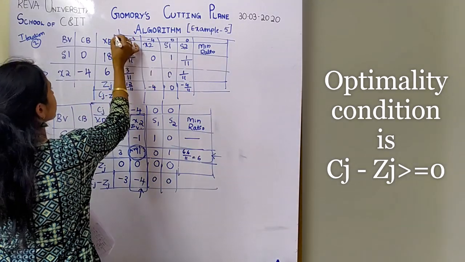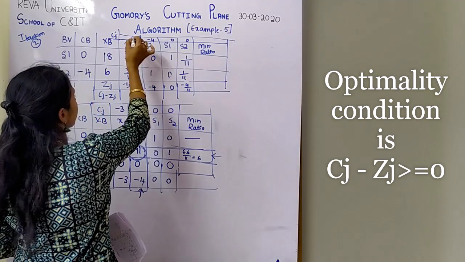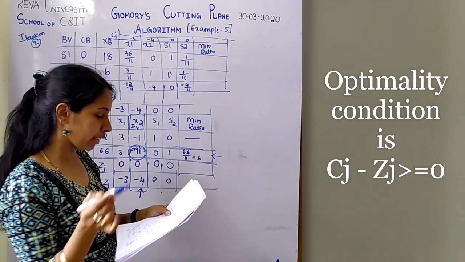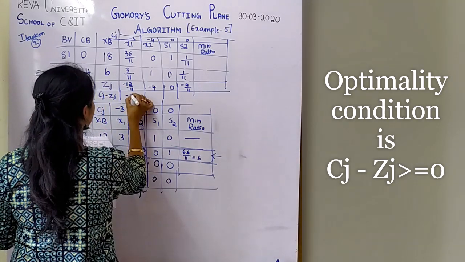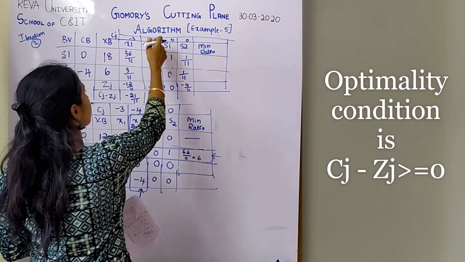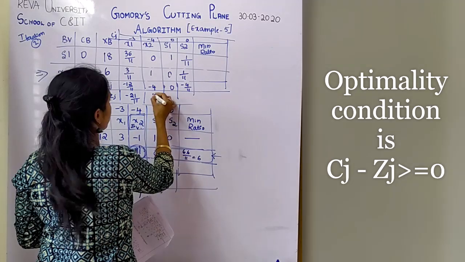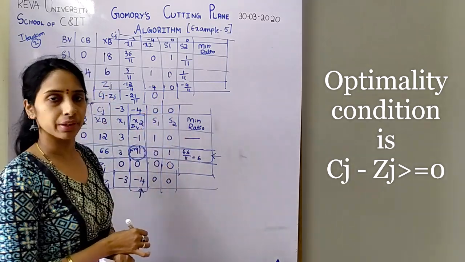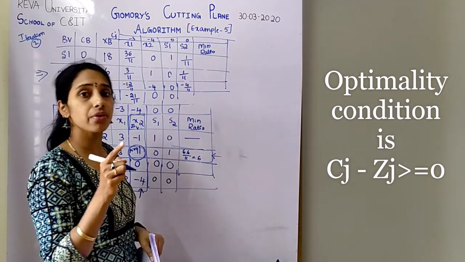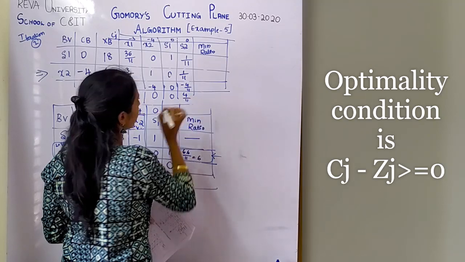Cj minus Zj, this is your Cj value minus Zj value. Minus 3 minus of minus 12 by 11, so you will get here 21 by 11. And then minus 4 minus of minus 4, so you will get 0 here. 0 minus 0 is 0. 0 minus of minus 4 by 11, so you will get 4 by 11.